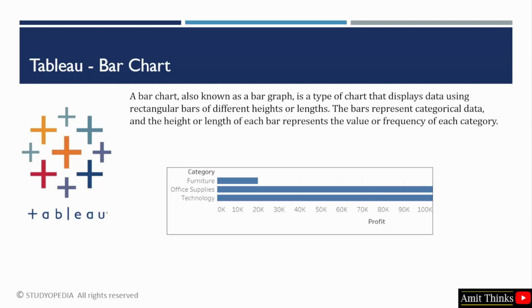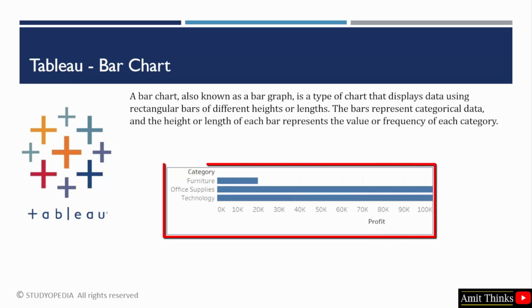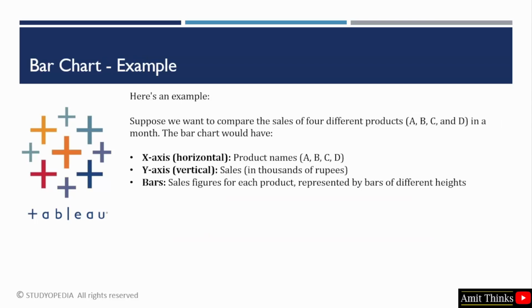So consider bar chart as a chart to display data using rectangular bars of different heights or lengths. So here is an example. This shows the sum of profit across three categories: furniture, office supplies, and technology. The bar represents categorical data, right? And the height or length of each bar represents the value or frequency of each category. So here we are displaying the sum of profit across categories using a bar chart. So this was an example.